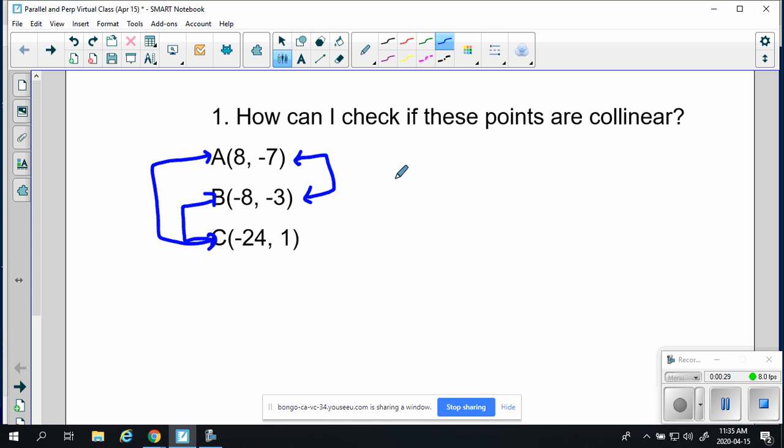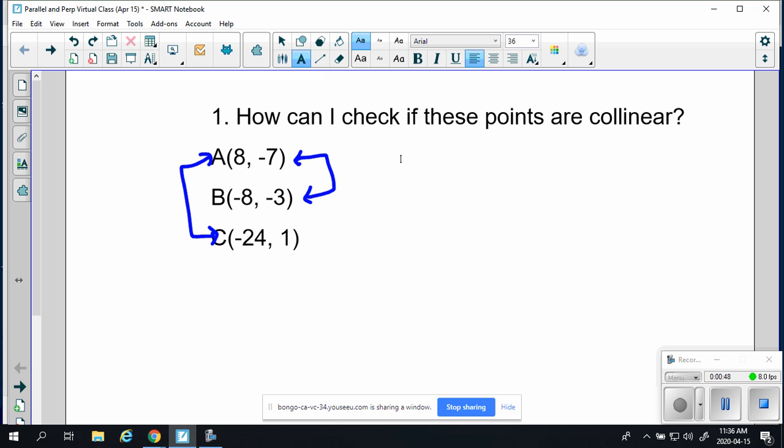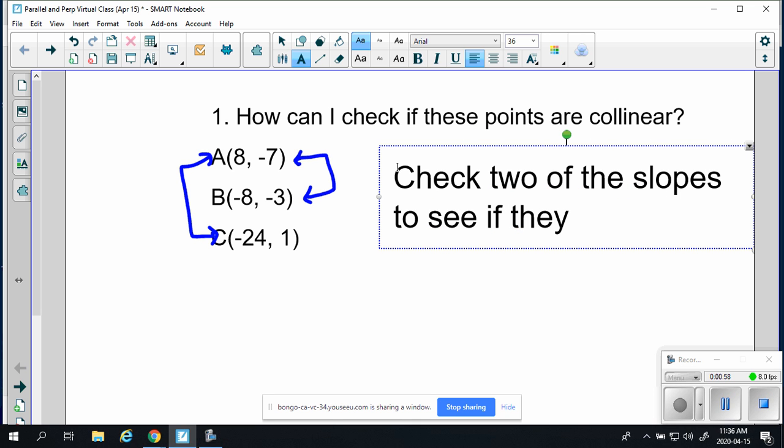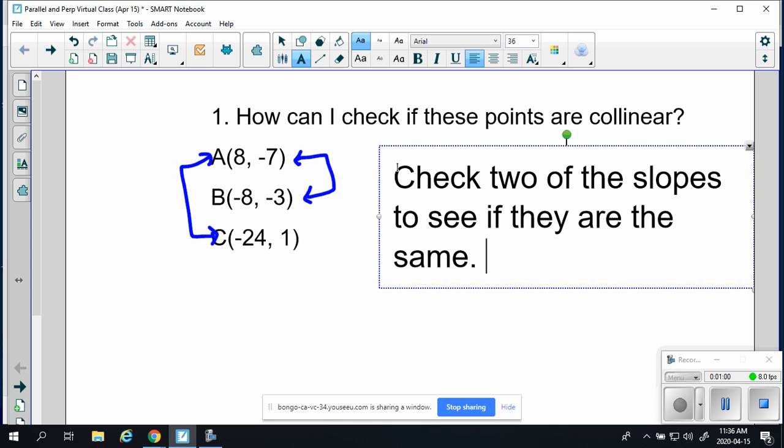But it turns out that you don't actually have to cross-check all three. So you could just cross-check two of them, these two, or if you want, you could even cross-check these two. It doesn't really matter. So long as you cross-check two of the slopes and they're the same, you're going to have 3 points that are collinear. So you just need to check two of the slopes to see if they are the same. And if they're the same, then they're collinear.